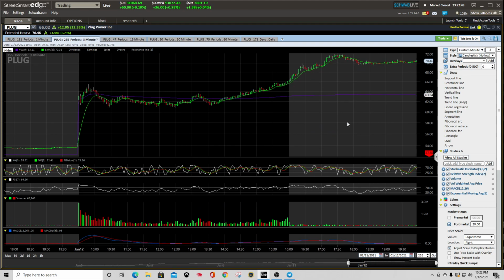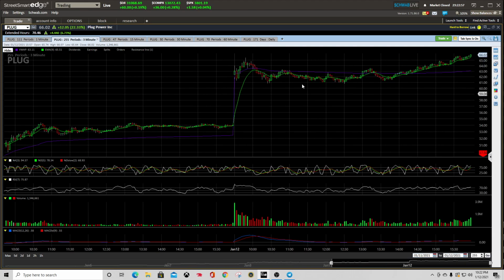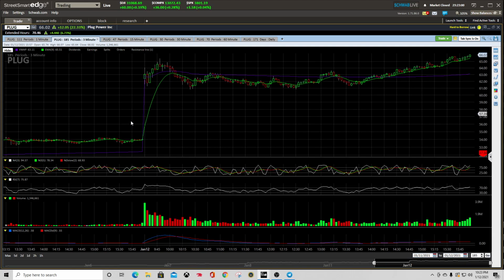So, beautiful trade. It was a beautiful trade that you could have put in there. I missed it. I was concentrated on other stocks. But that is the trade line VWAP cross. That's what the trade line VWAP cross does.